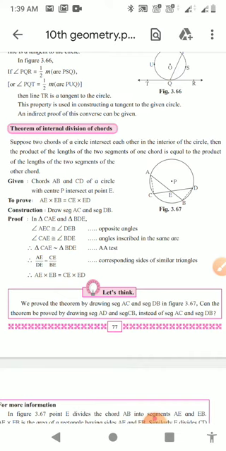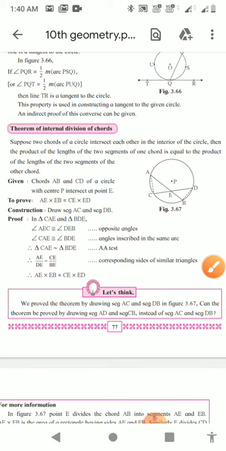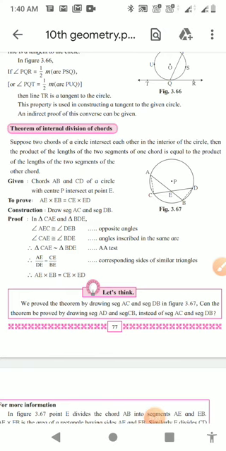And if these two triangles are similar, I can write AE upon DE equal to CE upon EB, because they are corresponding sides of similar triangles. AE and DE are corresponding sides, I can write them in a ratio. Similarly, CE and EB are the corresponding sides, so again I can write another ratio. So if I cross multiply it, I will get AE into BE equal to CE into DE. So that is what I have to prove. Okay, so in this way we have seen this theorem of internal division of chords.